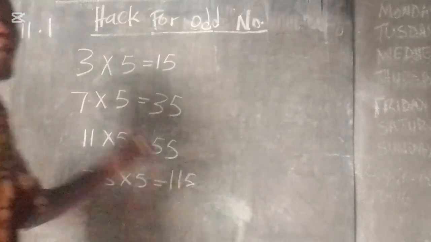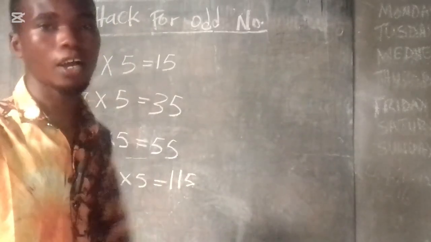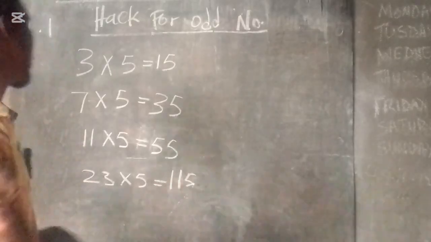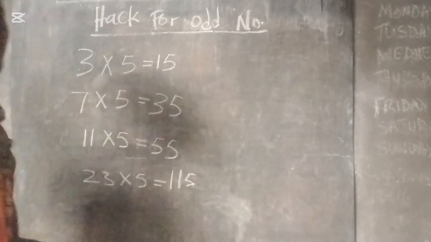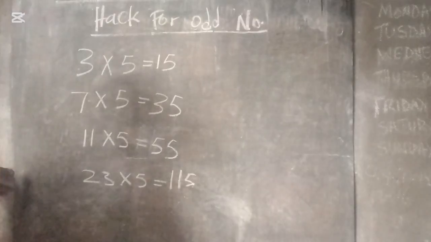So that is it. That is the trick. When you have your odd number, you add 5 to it. That is the trick for multiplying 5 with odd numbers.